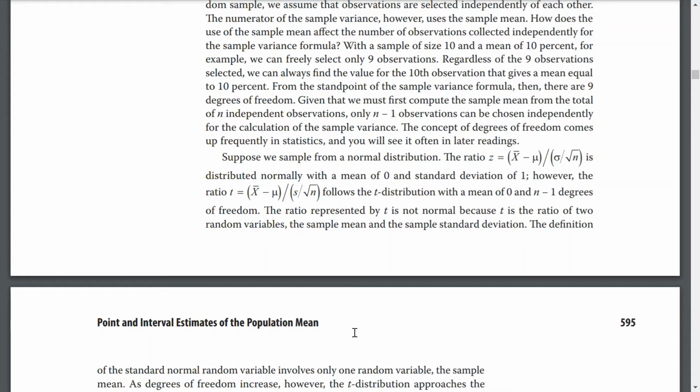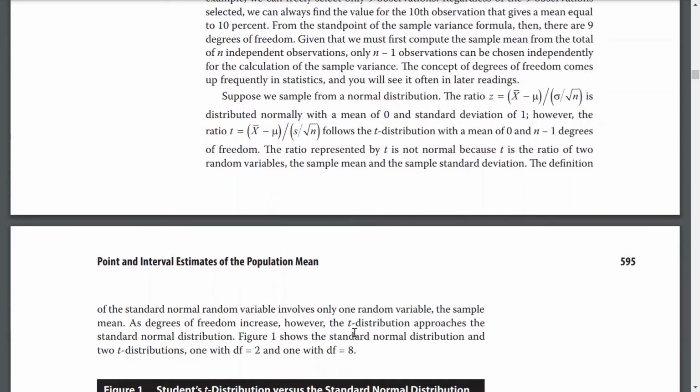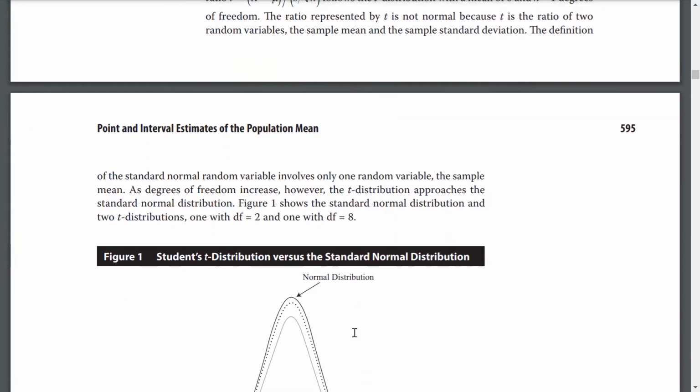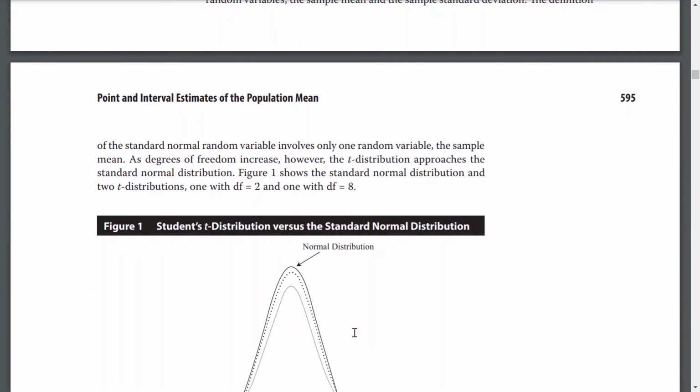The ratio represented by t is not normal because t is the ratio of two random variables: the sample mean and the sample standard deviation. The definition of the standard normal random variable involves only one random variable, the sample mean. As degrees of freedom increase, however, the t distribution approaches the standard normal distribution.